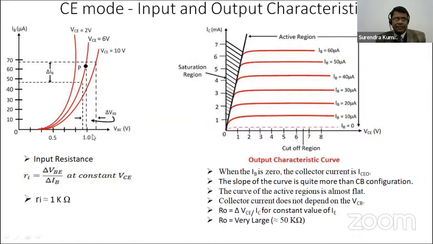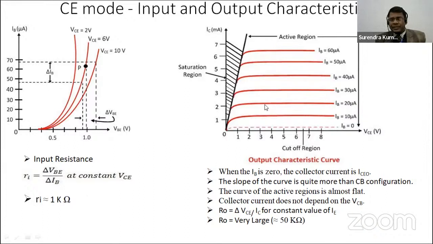This is the input and output characteristics of common emitter configuration. Input characteristics is plotted between VB and IB. Here you can see again, it looks like the diode characteristics, but the slope is totally changed. If the slope is a little bit changed as compared to common base configuration, then our input resistance, represented by delta VB over delta IB, is comparatively large, around 1 kilo ohm.